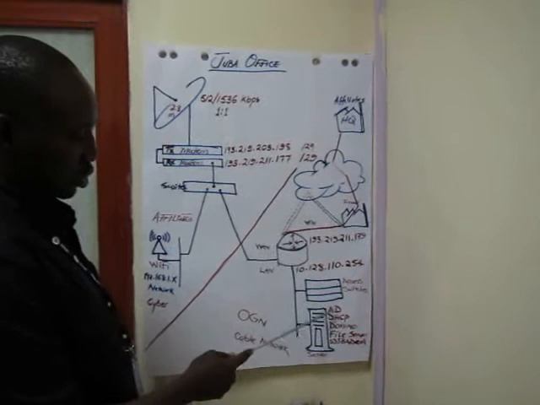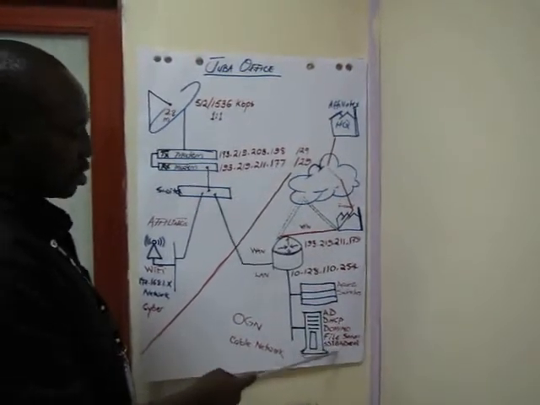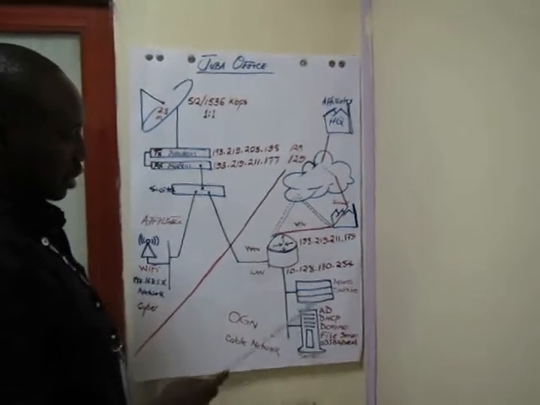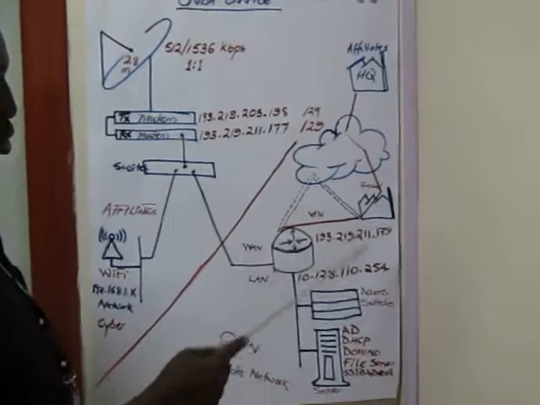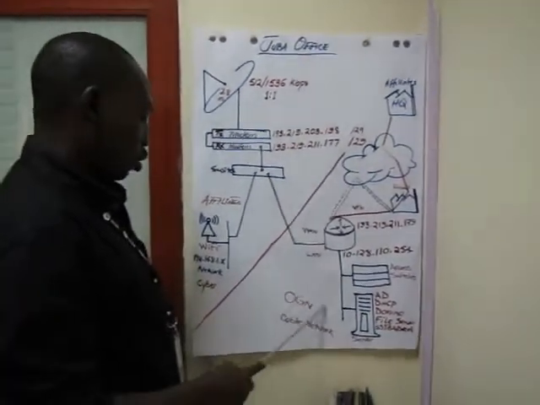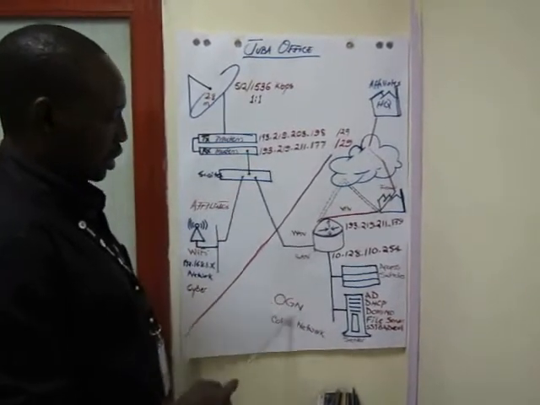Our server has the AD, the DHCP, and the Domino file server. The name of the server is SSJBA DC01, and this server is giving DHCP to all users under this network subnet, and all our users on this subnet are cable users, and they are under OGN.